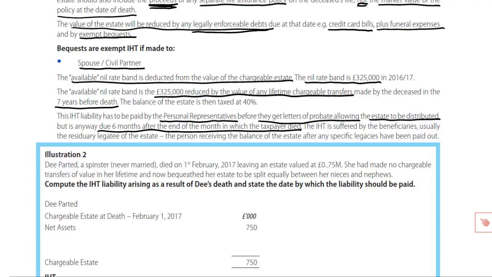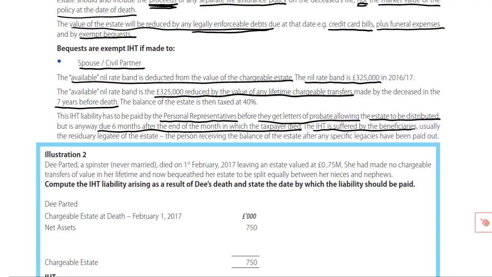Now, of course, the tax to be paid on the estate comes out of the value of the estate. Not going to be the poor old personal representatives dipping into their own pockets that have to pay that tax. Of course not. That money is going to come out of the estate at death. So the IHT that is payable is suffered by the beneficiaries. The more tax that has to be paid out of the estate, the less value that remains within it to be distributed to the beneficiaries. So although the tax is paid by the personal representatives, it is suffered by the beneficiaries.